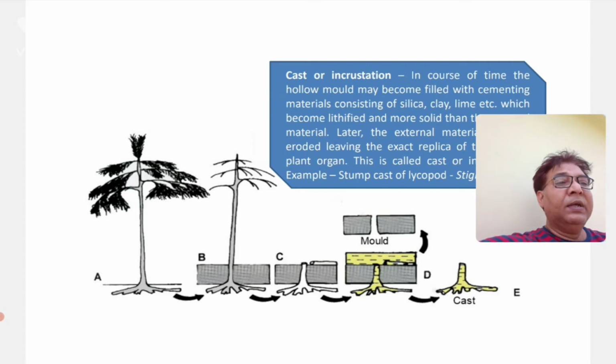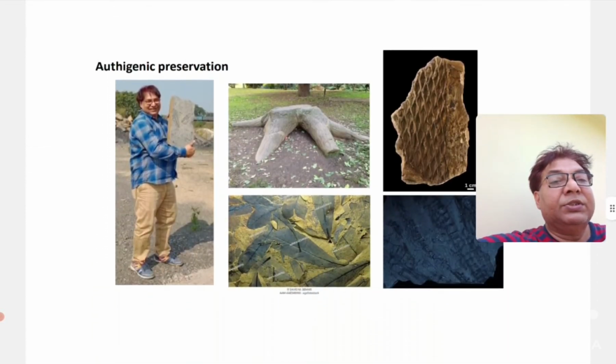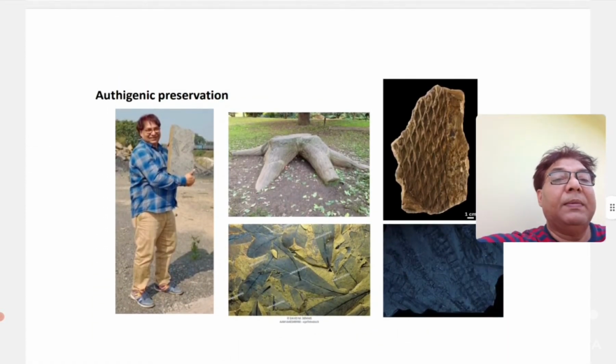Here you will get the surface features as a positive imprint. The other ones, the impression and the mold, reveal the negative imprint of the specimen. So these are impressions, casts, and molds. Cast is also called incrustation. Here are some examples.